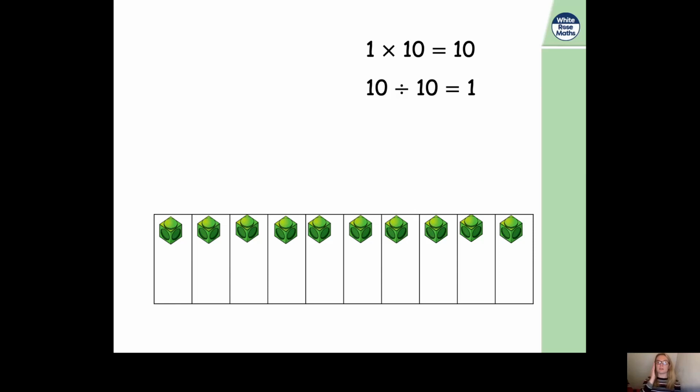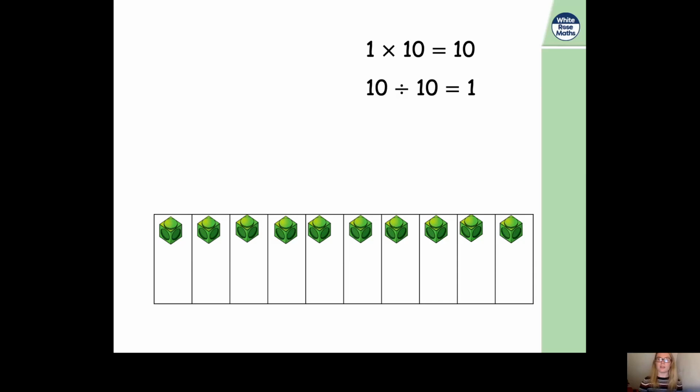Can you see that with the division and the multiplication number sentence, we've used the same numbers? Fantastic. So we've almost created a fact family here, haven't we? Because we have found the link between multiplication and division. If you know that 1 multiplied by 10 equals 10, you'll also know that 10 divided by 10 equals 1.